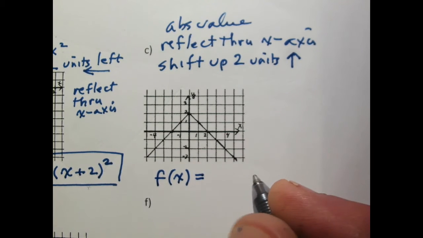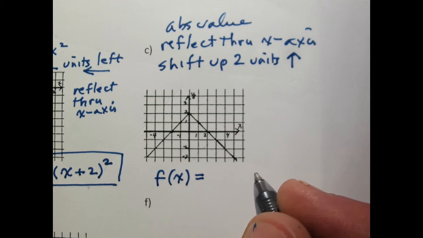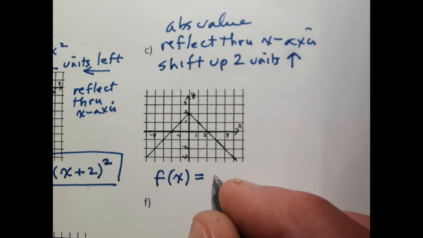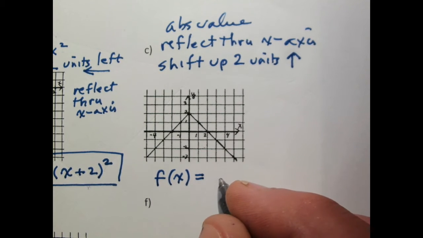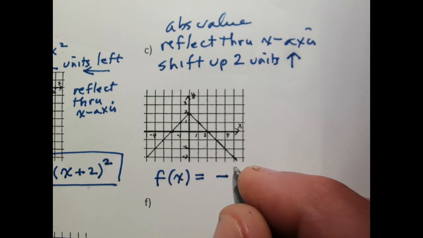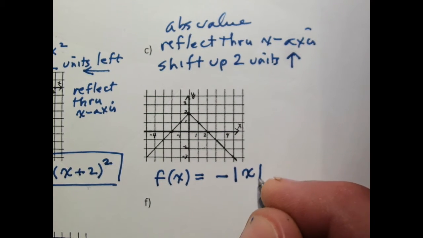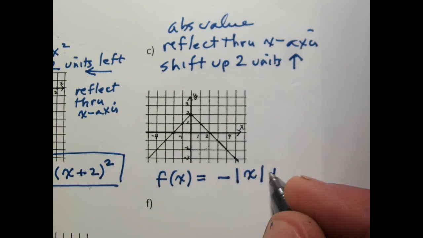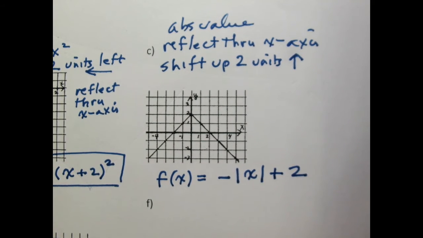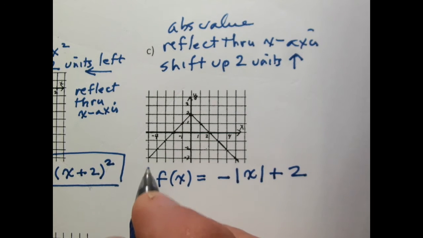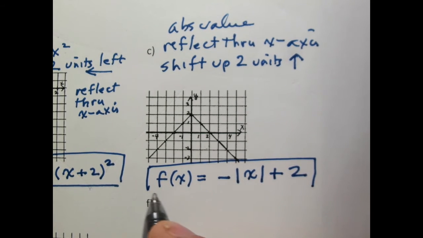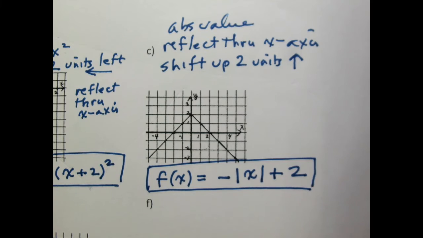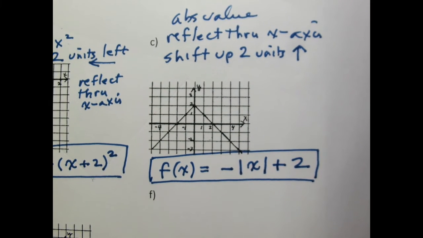So let's see how we can describe this. We're going to take absolute value, and we want to reflect through the x-axis. So that's minus absolute value of x. And then I want to shift up 2 units. And it's going to look like so. So I add the plus 2 outside the absolute value bars because this is a vertical shift, right?